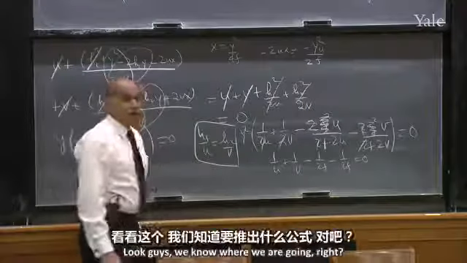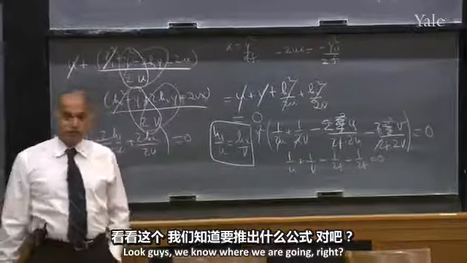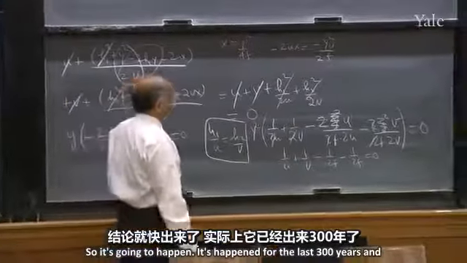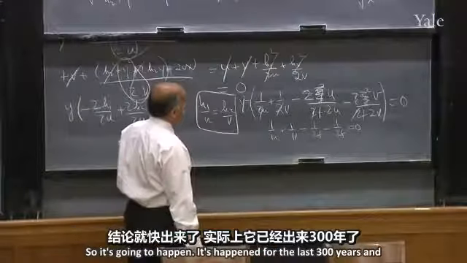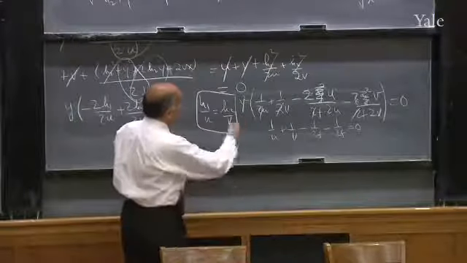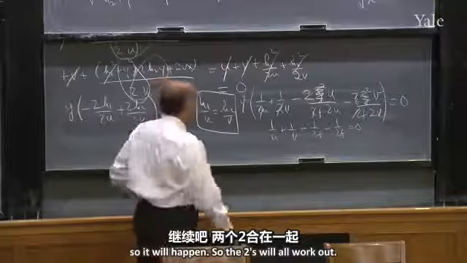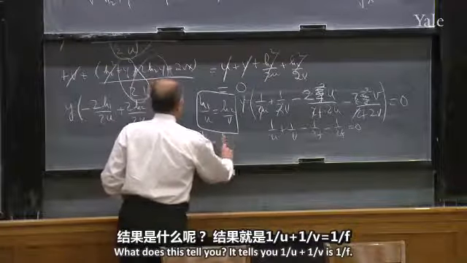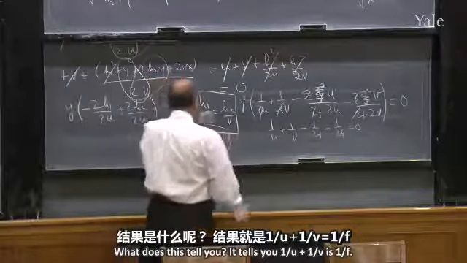Look, guys, we know where we are going, right? It's going to happen. It's happened for the last 300 years, and I'm not going to change it. So the 2's will all work out. What does this tell you? It tells you 1 over u plus 1 over v is 1 over f.